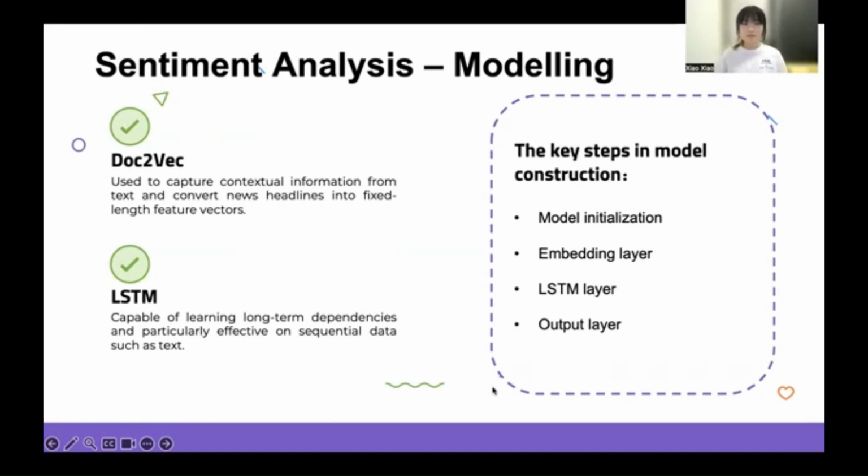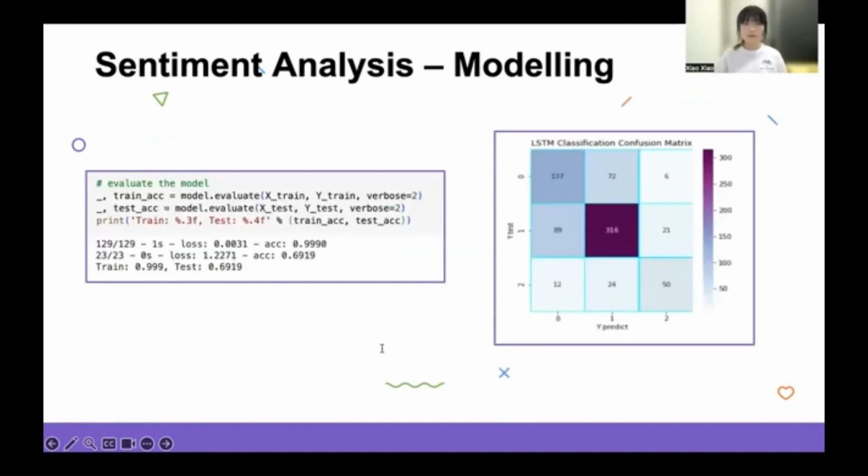The key steps in model construction are model initialization, embedding layer, LSTM layer, and output layer. We train the model with the training data and use the test data to evaluate the performance of the model. The model achieved 99% accuracy, but the performance on the test set dropped to 69%, which may indicate that the model was overfitted on the training set.